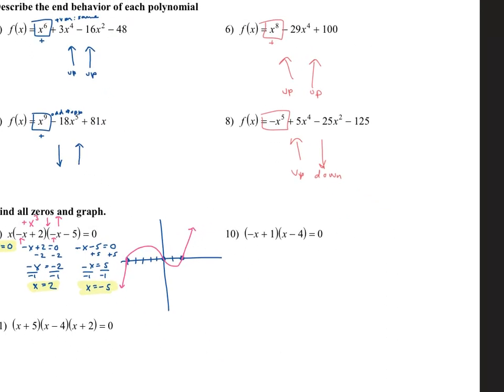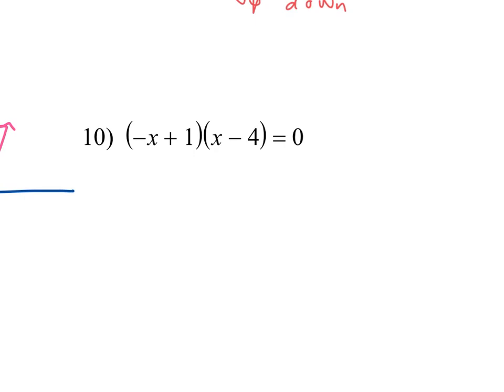All right, let's look at number 10. So we have to find the zeros and graph it. How do we find the zeros? So we set both pieces equal to 0. So negative x plus 1 is equal to 0, and x minus 4 is equal to 0. How would we solve for x in our first equation there? What should we do? We can subtract 1 on both sides, so negative x is equal to negative 1.